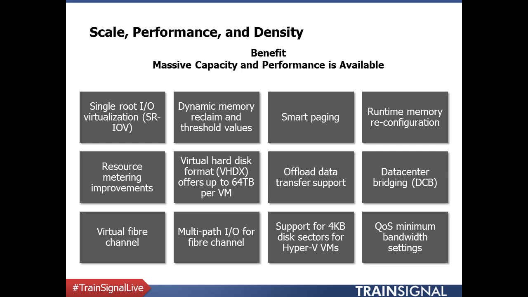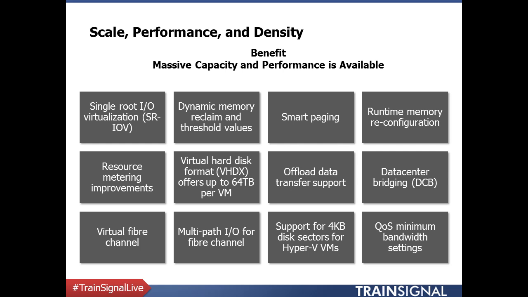The new VHDX, or virtual machine hard disk format, has been expanded. So now those virtual machine hard disks can scale up to 64 terabytes in size per virtual machine. So that's a massive virtual hard disk. And there are some other capabilities inside there as well. For example, support for the 4 kilobyte disk sectors, improving performance across the board and scale of the virtual machine disk files. Offload data transfer, so for storage that supports what they call ODX, offload data transfer, you can actually have storage perform storage operations for you. For example, moving a virtual machine.